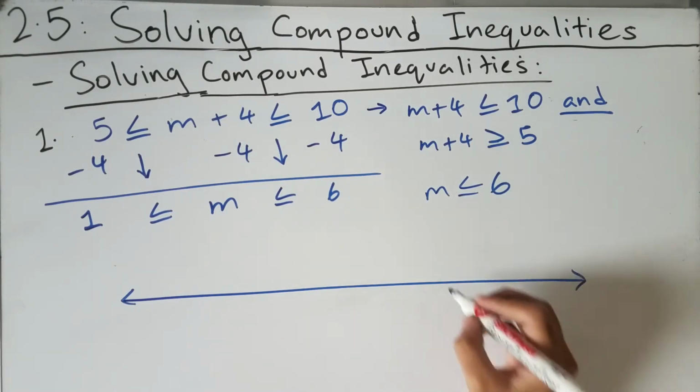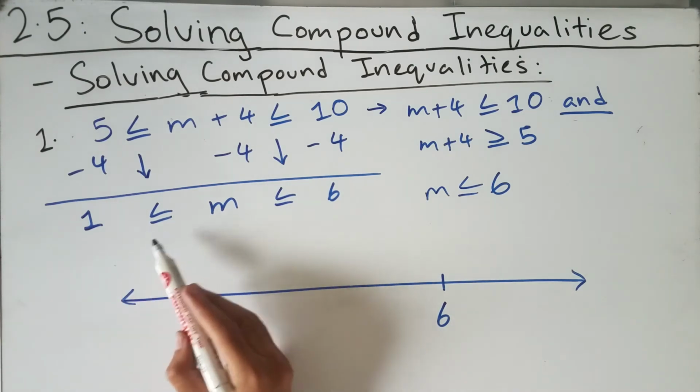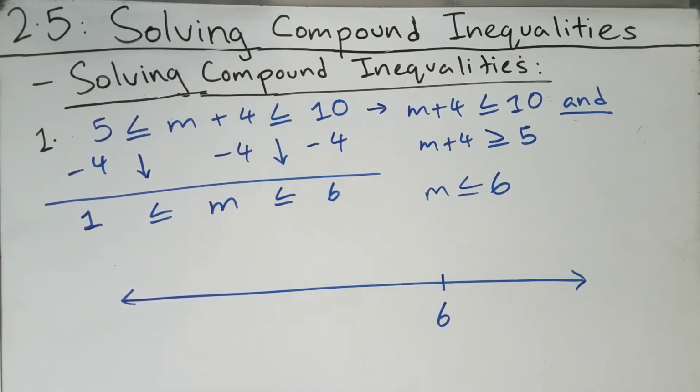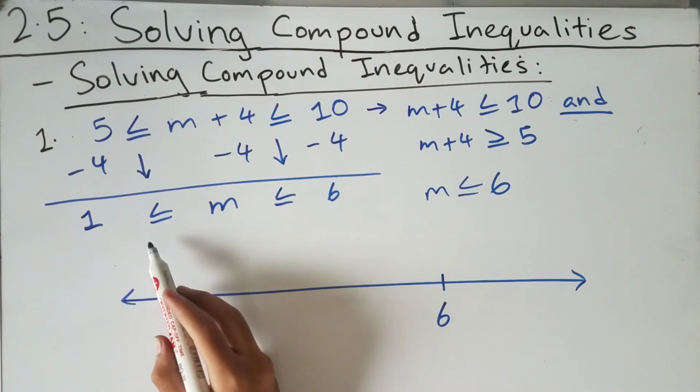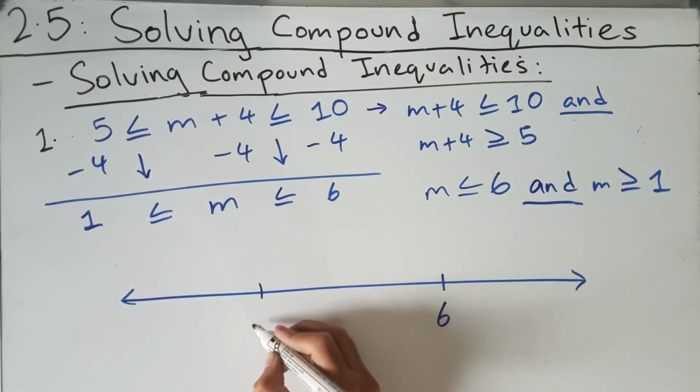So we can plot a point here, which is going to be our 6. And the second constraint is that 1 is less than or equal to m, or in other words, m is greater than or equal to 1. So I know that based off of m being greater than or equal to 1, we can place a critical point here, which would be 1.